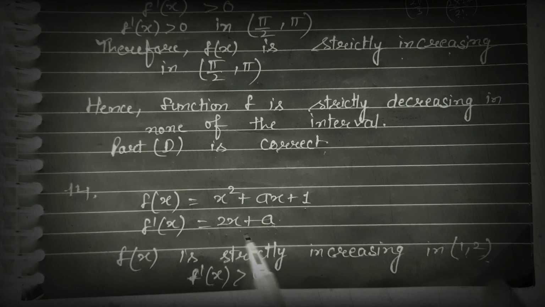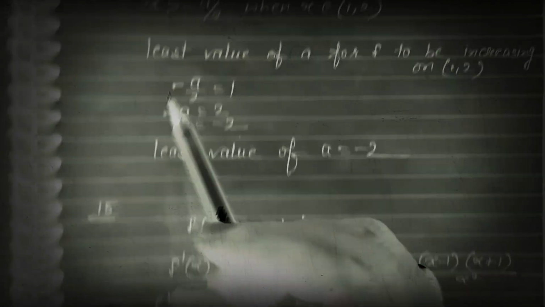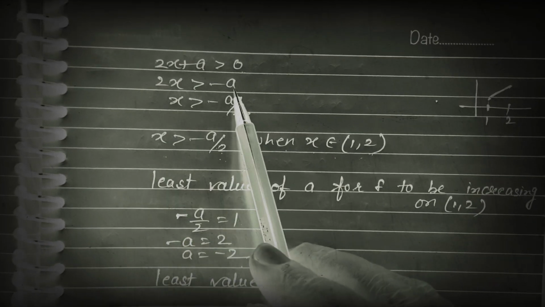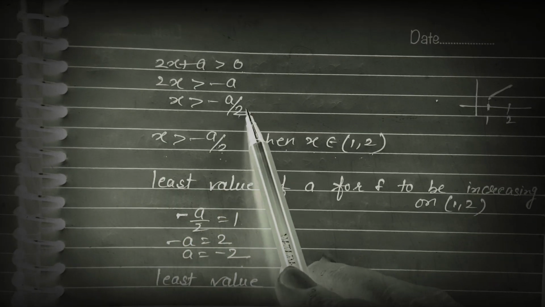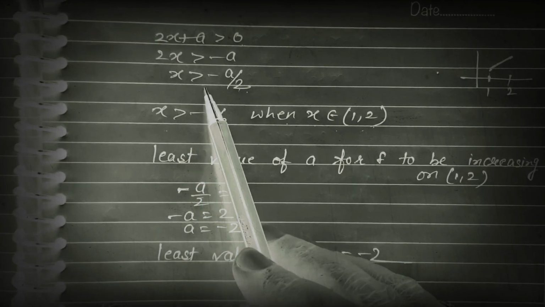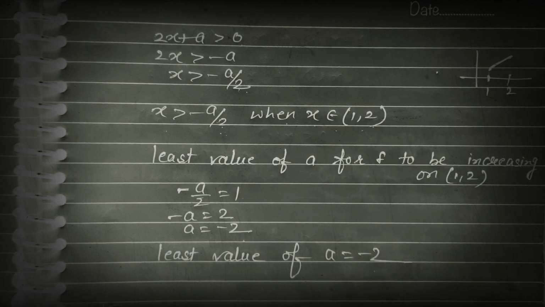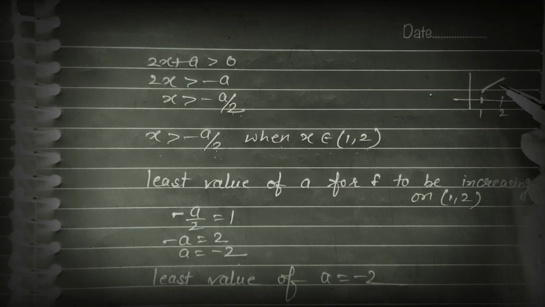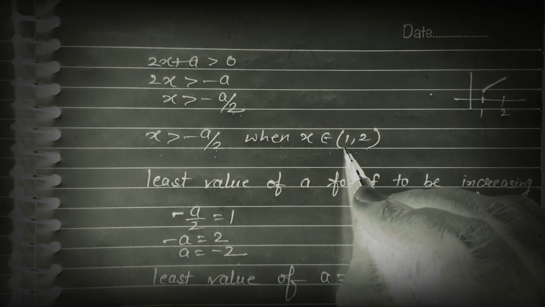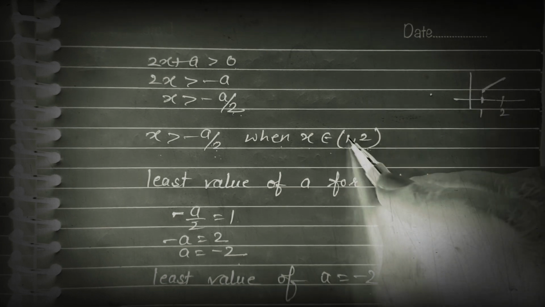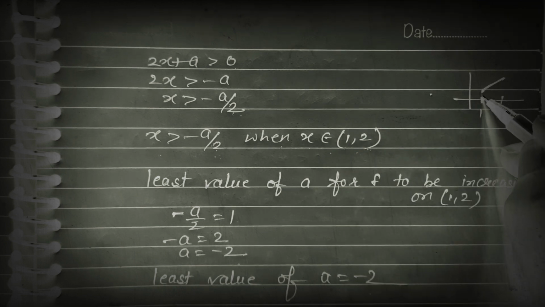So what is given in this question? 2x plus a is greater than 0. That means 2x is greater than minus a. Then x will be greater than minus a by 2, dividing by 2 here. So x is greater than minus a by 2 when x belongs to (1, 2), which means between 1 and 2. So look at this. If the function is strictly increasing, then the minimum value of x is 1 and the maximum value is 2. The minimum value of x is 1, but it will be slightly more than 1 because 1 is not included. So we will take slightly more than 1 and slightly less than 2.